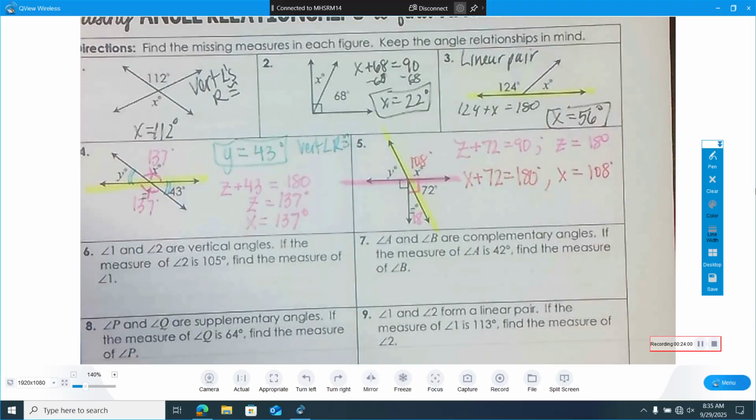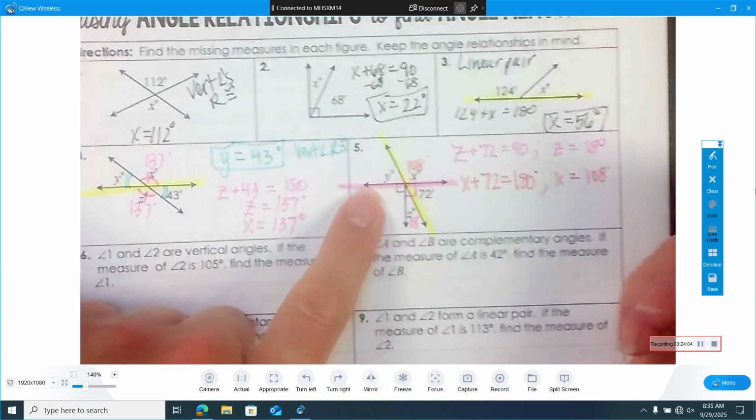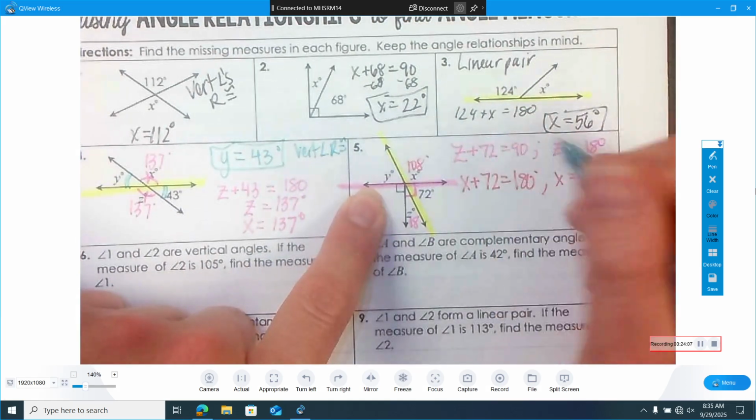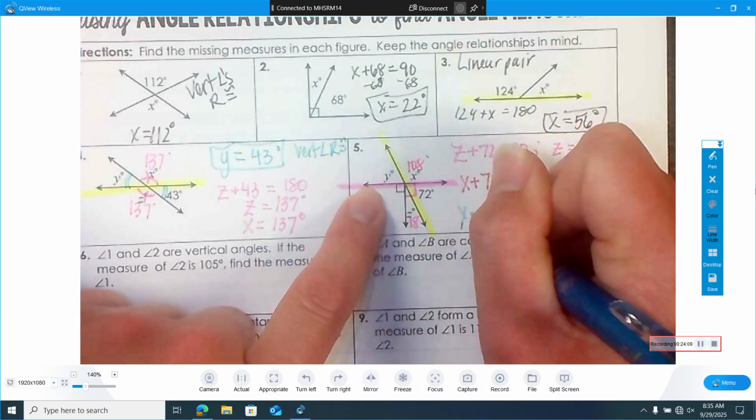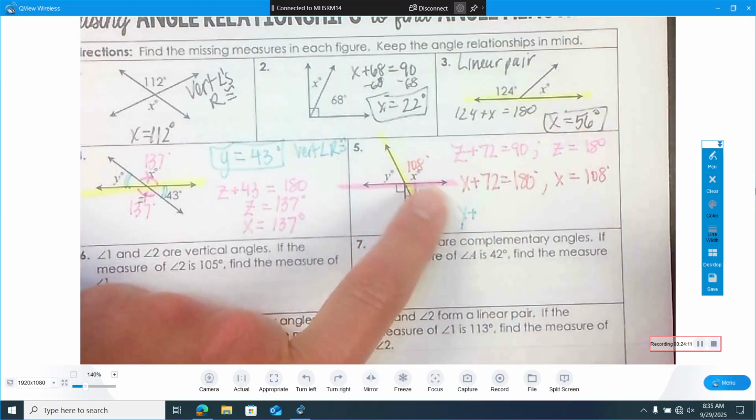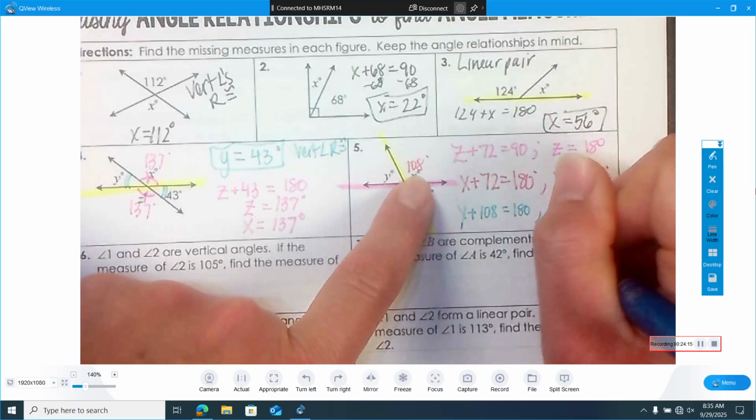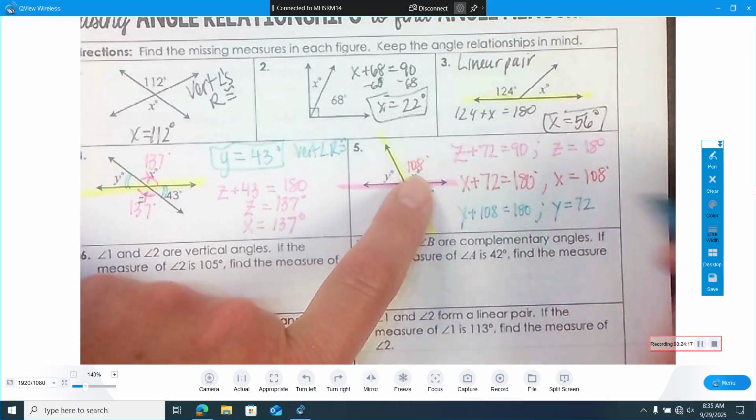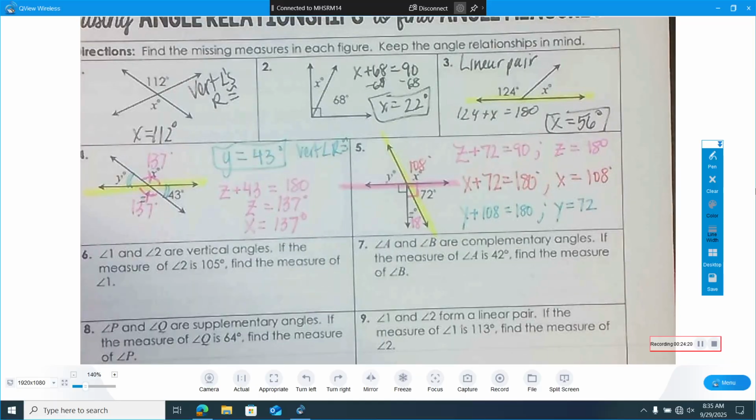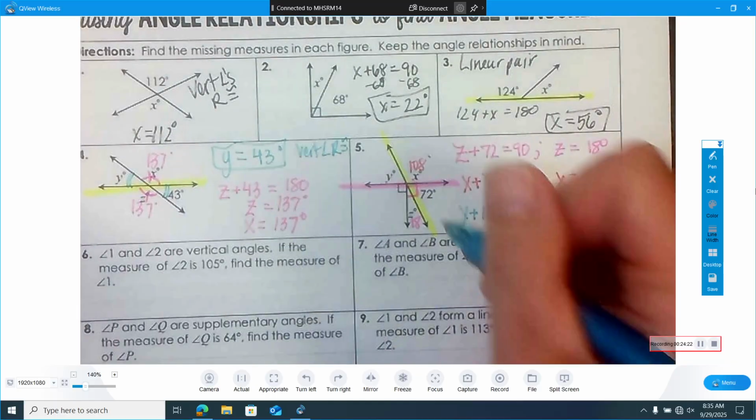Y would equal 72. Yeah, for a lot of reasons, in fact. So Y plus, we said that X was 108, would also have to equal 180. So again, Y would equal 72. Is there another reason that Y equals 72? Yeah, the vertical. Ah, yes.